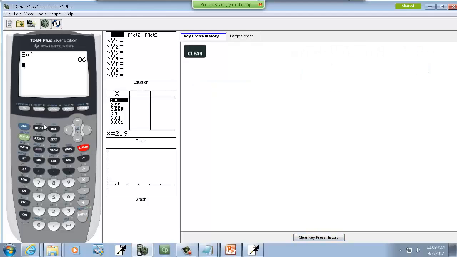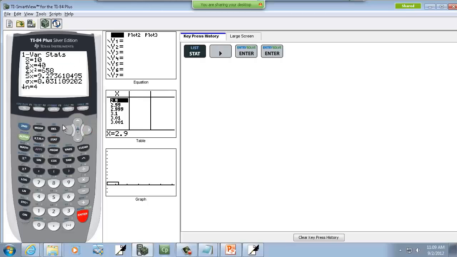Okay, I'll go through my steps on technology. I do my stat, I do my calc, I do my one var stats, press enter. Again, the sigma x here is your population standard deviation. So if you're not good in technology, then jot that number down and then type it in and press your x squared.